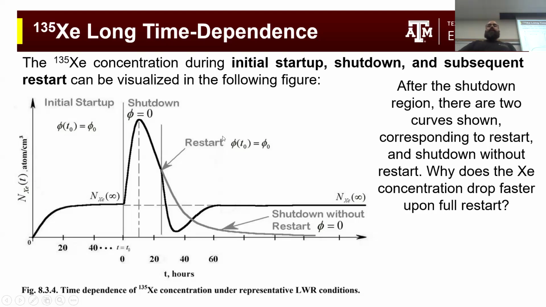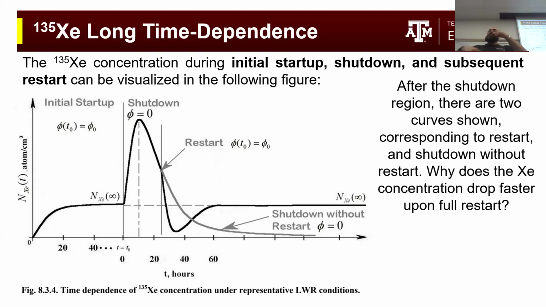And there are two plots shown. One of them, the black one, is showing restarting at a new flux. The gray one is showing what happens to the xenon if I were to just keep the reactor shut down and not restart it. If I don't restart it, then that amount of xenon just continues to exponentially decay away. Whereas if I restart it, then the moment that I restart, I've turned the flux back on.